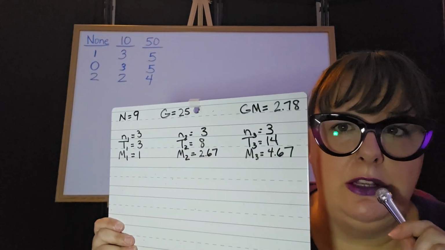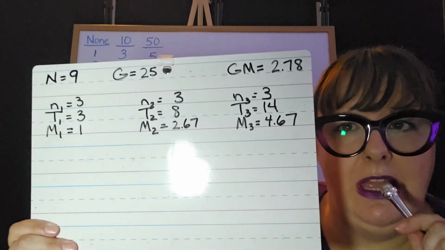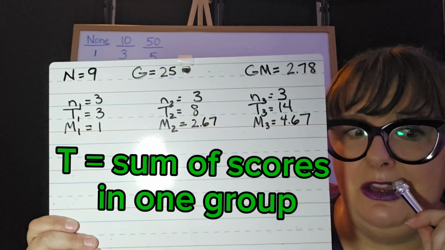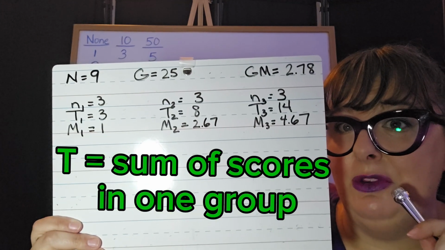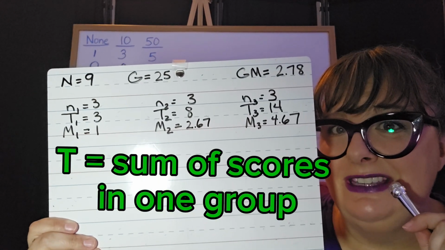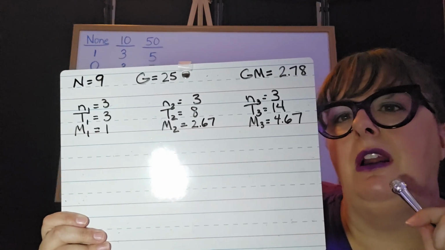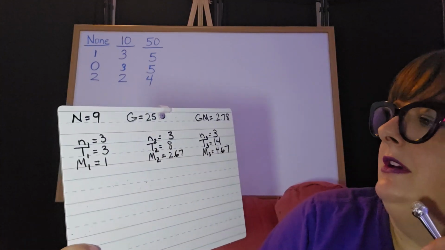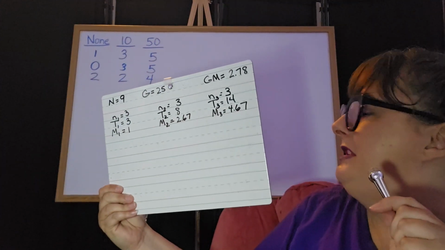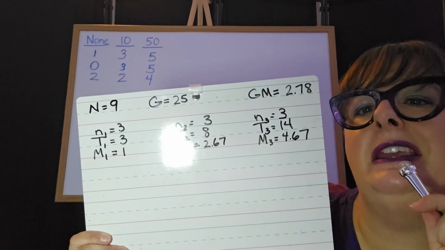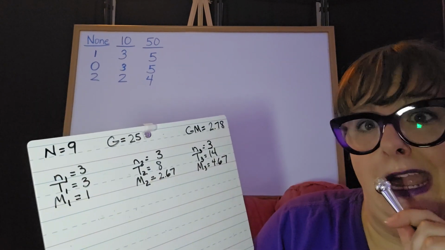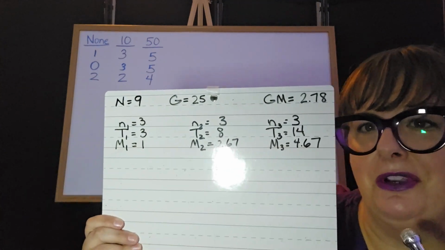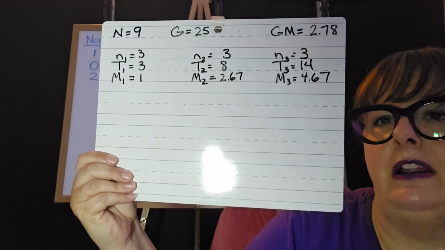Then you have capital T. Capital T stands for total. How do you think you compute that? If you're guessing that you just total the scores in a group, you're correct. It's a sum. So T1 equals 3, because 1 plus 0 plus 2 equals 3. T2 is 8, and T3 is 14.